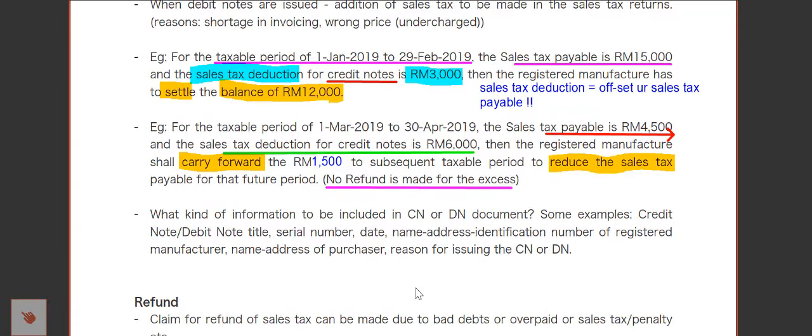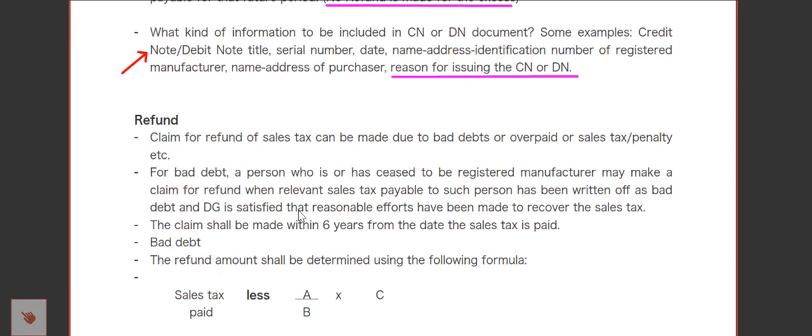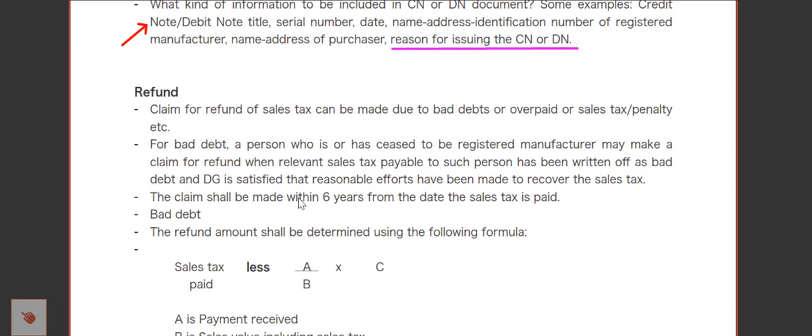That's how credit notes or even debit notes work. Debit notes is just the opposite of credit notes. And if you do issue a credit note, just like a sales invoice, you need to have a lot of information. So what kind of information do you need inside? Of course, the document will need to have a title. Then you need a serial number, a date, the name and address and identification of the registered manufacturer, the name and address of the buyer, and of course you need to give the reason for issuing the credit note. Okay, now this is about credit notes.